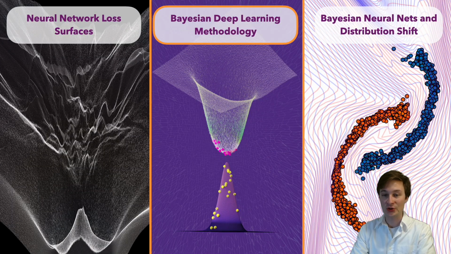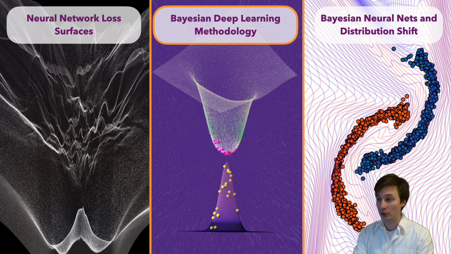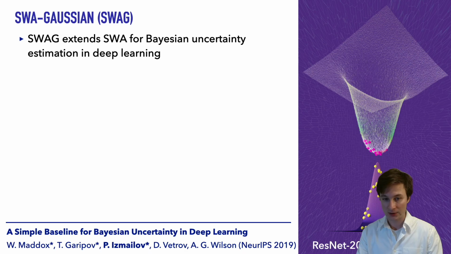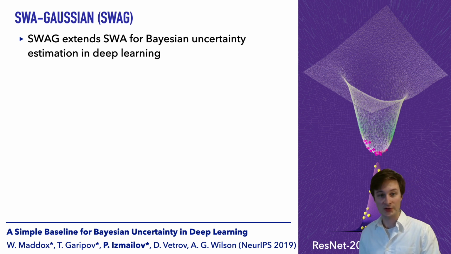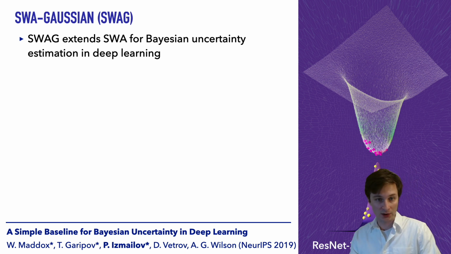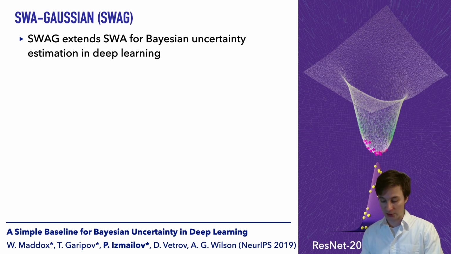Okay, now let's switch gears a little bit. Next I wanted to talk about methods: some practical methods for Bayesian deep learning and also just the core methodology of Bayesian neural networks. So first of all, I wanted to discuss SWAG, or stochastic weight averaging Gaussian, which is a very simple extension of SWA, the method that we just discussed, to Bayesian uncertainty estimation.